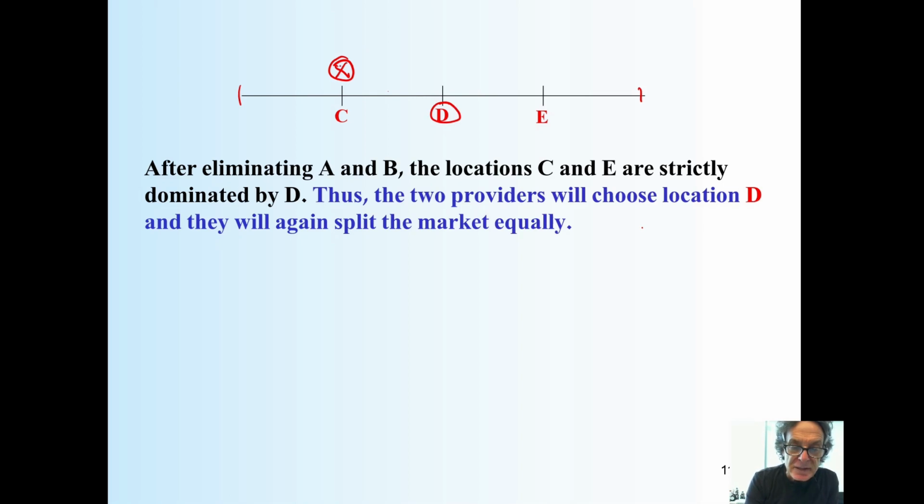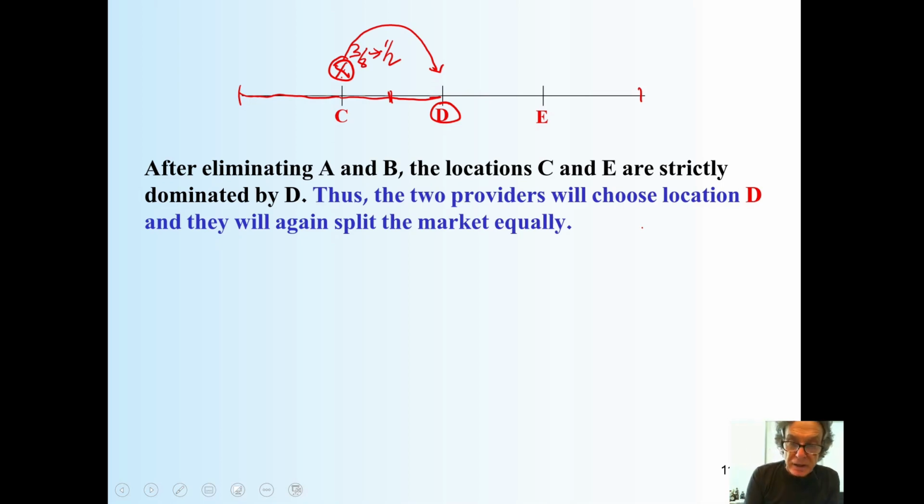Should I stay at C or should I deviate to D? Again, I should deviate to D. Why? If I'm here at C, then what do I get? I get 1/4 plus half of this interval, 3/8. If I move to D, how much do I get? We split the market. I'm going to get half. So again, being at C is worse off than being in D if you are in D. The same thing I proved if you are in C.